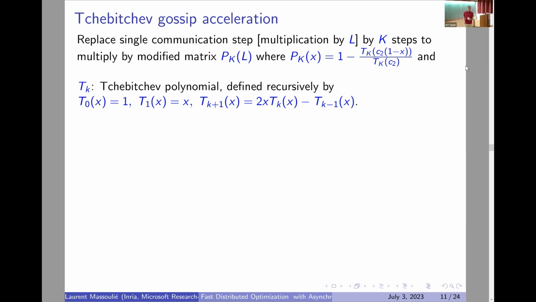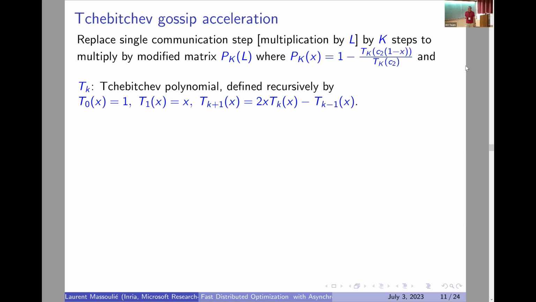And so for instance, if you call upon your gossip operation twice, you feed the input vectors once, you get the output, you feed it once more, then you would multiply not by L, but by L squared. And so by doing several steps of that, you can in fact multiply by some polynomial of the matrix L. And it turns out this can be fruitful. So there is a polynomial that is particularly useful for us. We can construct a polynomial of the matrix L that is given in terms of Chebyshev polynomials. So the precise formula is here.